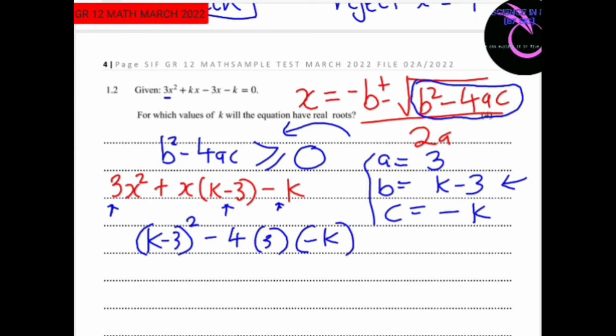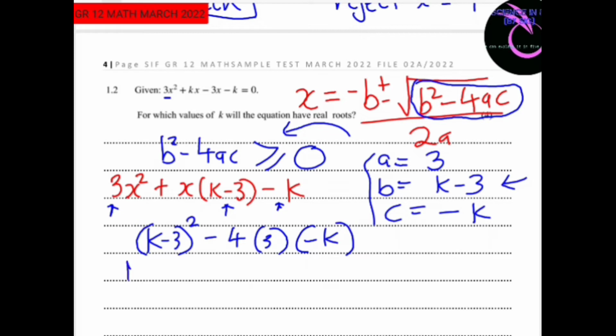Again, be very careful of this last term c. It could be positive, it could be negative. In this case, it's a negative k. Notice how this trick of squaring a binomial has come in handy again. So, grade 12, you've got to practice squaring a binomial in one step. At this stage, you cannot be breaking it into 2 brackets and foiling. That will eat up time unnecessarily. Square the binomial, let's move.